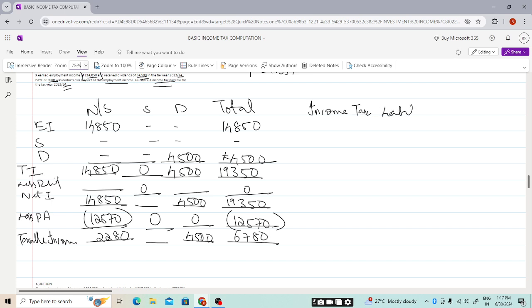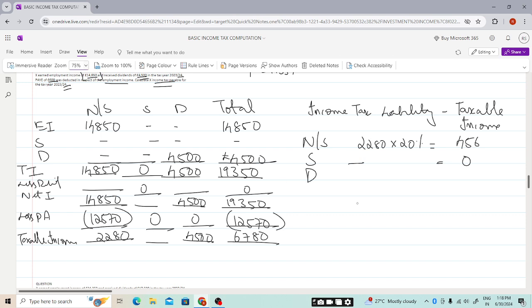Income tax liability is calculated on the taxable income, not on the net income or total income. Taxable income: non-saving income is 2,280 at 20 percent. This will give rise to an income tax liability of 456. Now saving income, nothing is available, so 0. Dividend income of 4,500 is available, but we have a nil rate band of 1,000 pounds at 0 rate, so this gives 0. And what is the rest of the amount?